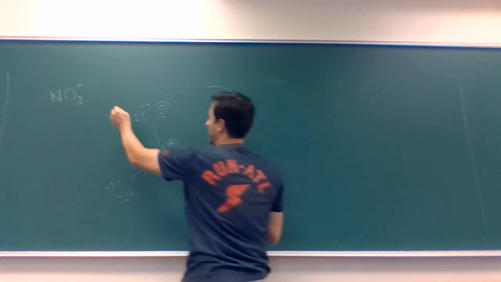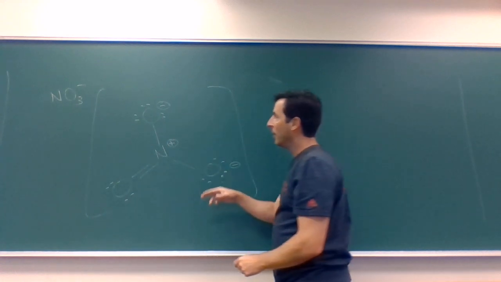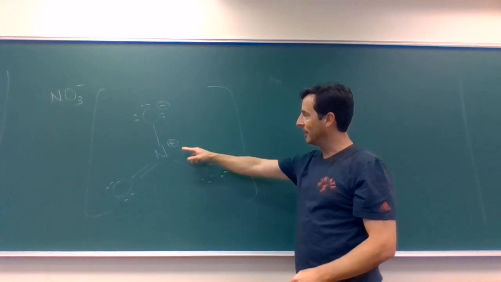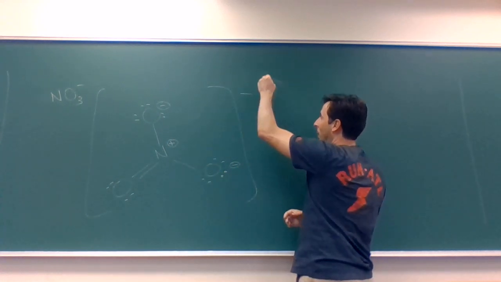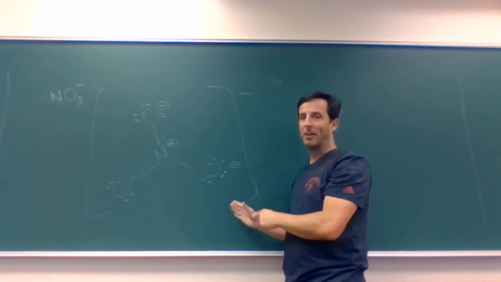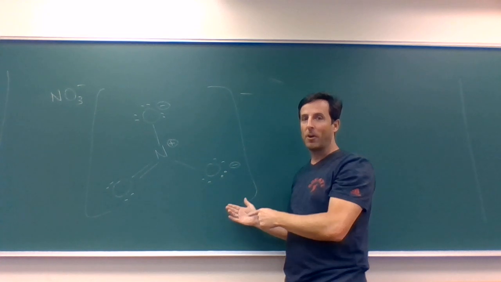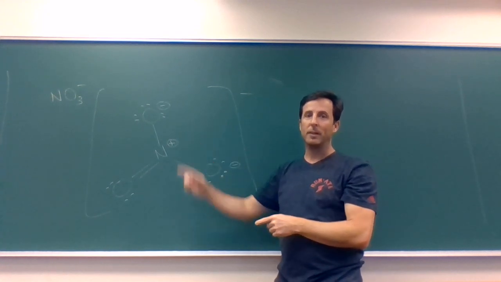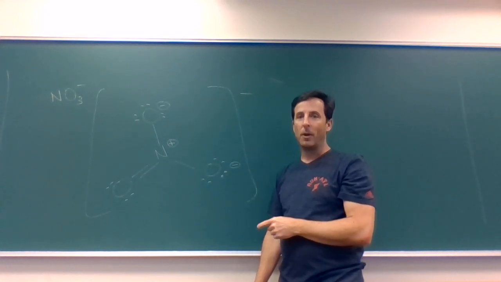If I add up all my charges, negative, negative, positive, the sum of that is -1. Which is what nitrate is supposed to be. So even though I've moved electrons around a little bit, the overall charge does still match what we were given in the beginning. So that's it.